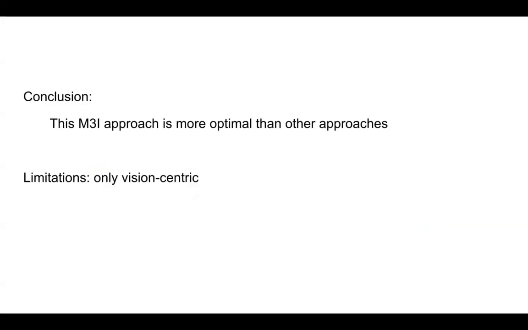So the conclusion: large-scale networks rely on combining different stages. By this method we can optimize the different stages into one stage of training, and it gives really good results. The proposed framework can also be applied to other domains like natural language processing or vision-language tasks. One limitation we can see is that it only focuses on vision-centric pre-training. Thank you very much. This is all about this research paper.